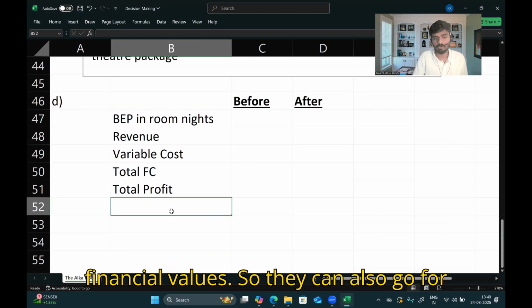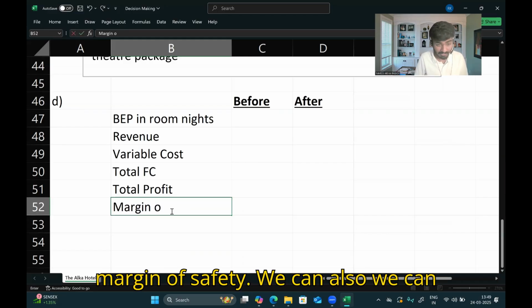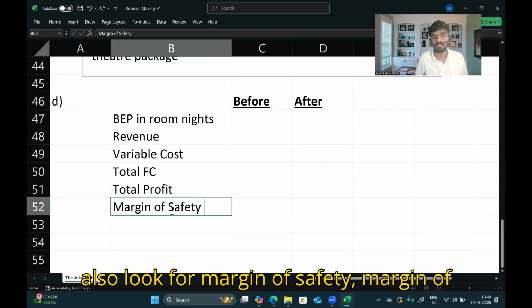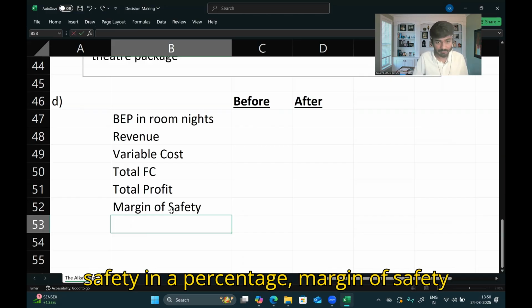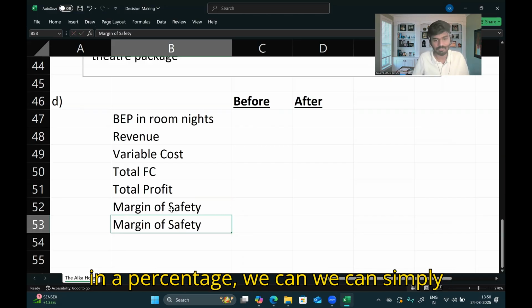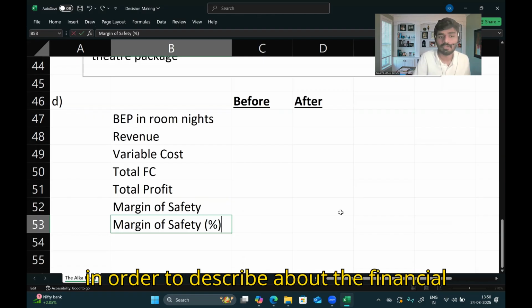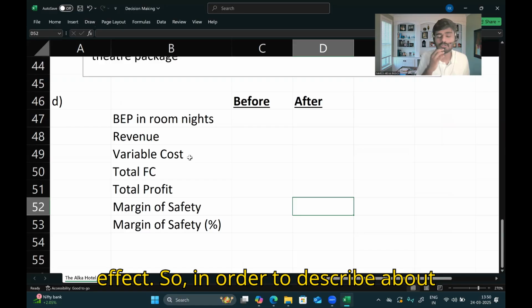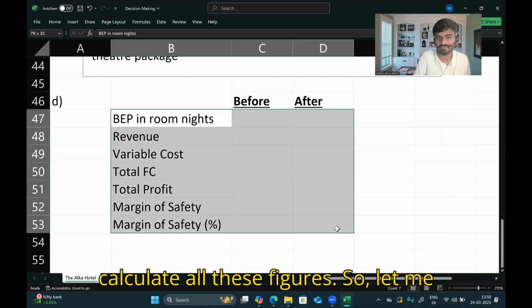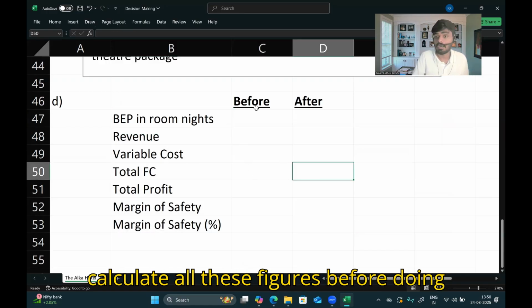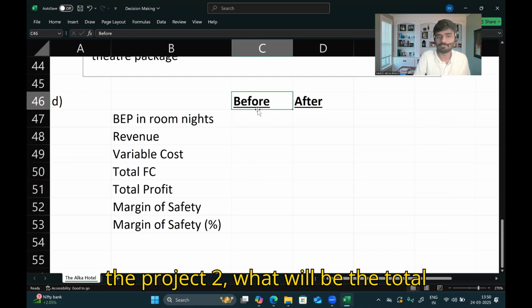So they can also go for margin of safety. We can also look for margin of safety in a percentage. We can simply calculate all these figures in order to describe the financial effect. So in order to describe the financial effect, we need to calculate all these figures. So let me calculate all these figures before doing project 2. Okay, what will be the total figure?